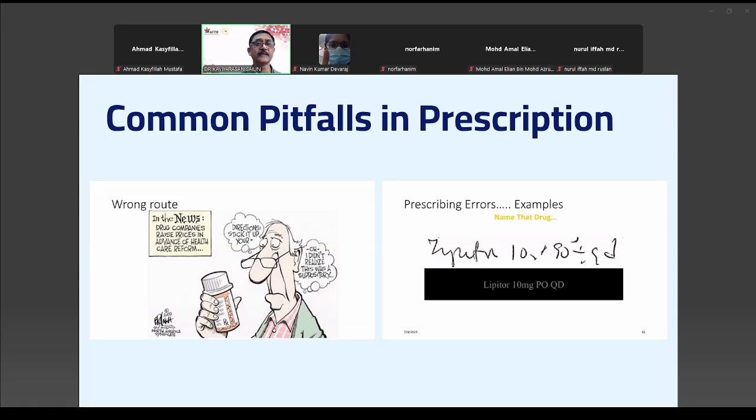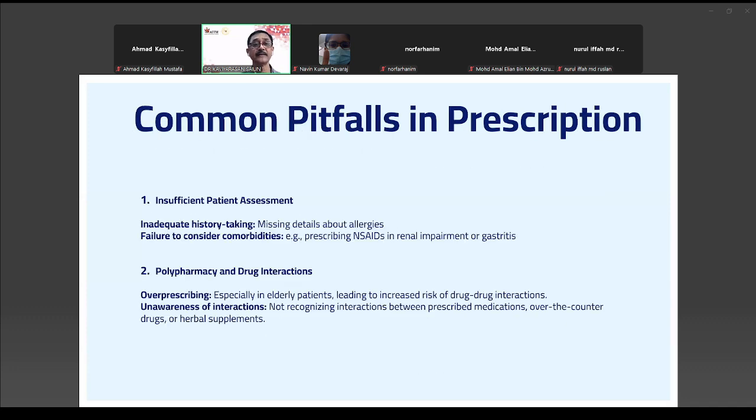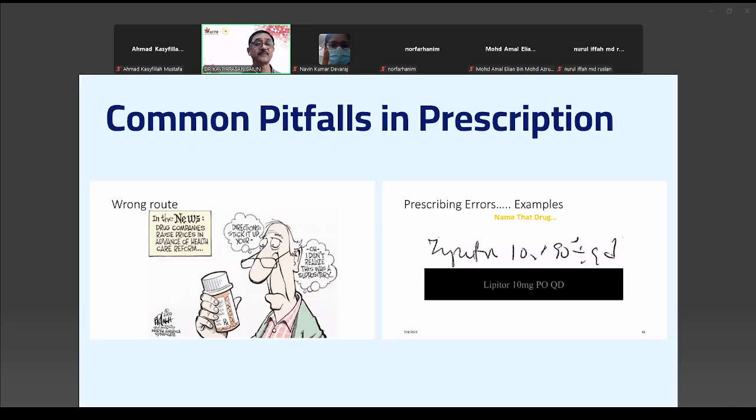The other one is illegible handwriting. Now with electronic medical records and electronic prescriptions, this is no more an issue. But earlier, the prescription you wrote could be illegible. For example, in this case, prescribing Lipitor, which no one can decipher, but it's actually Lipitor 10 milligrams. So you need to write legibly.